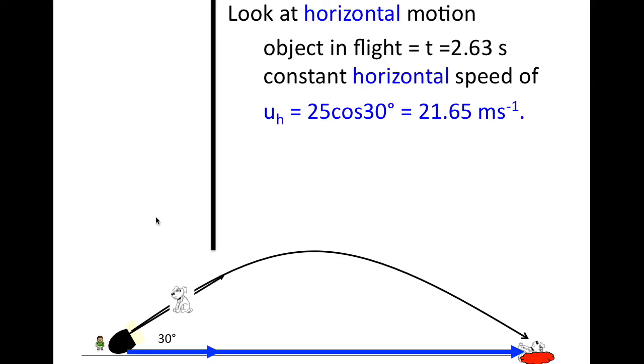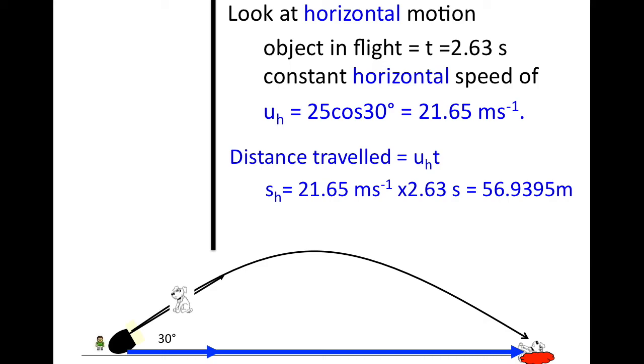Looking at the horizontal motion, where we know that the entire trip took 2.63 seconds, we also understand that horizontal speed means it is in a linear fashion. So we're looking at it as if he is just traveling in this straight line. So what we know is that speed or velocity equals distance over time. So solving for distance will give us this information right here, the range of how far the dog traveled.